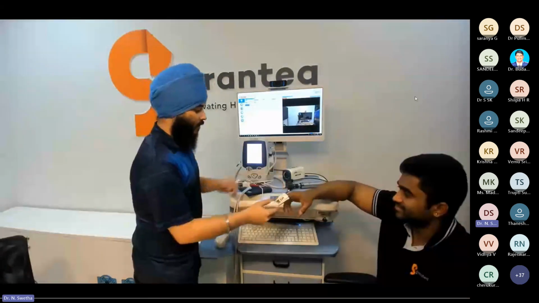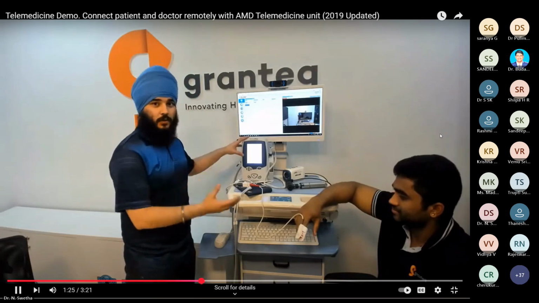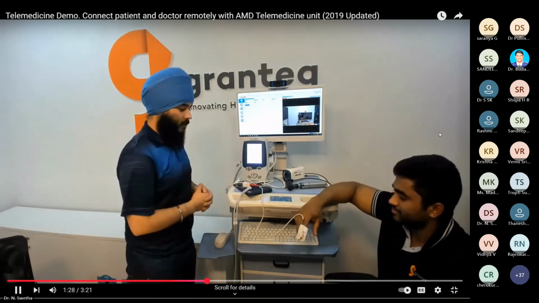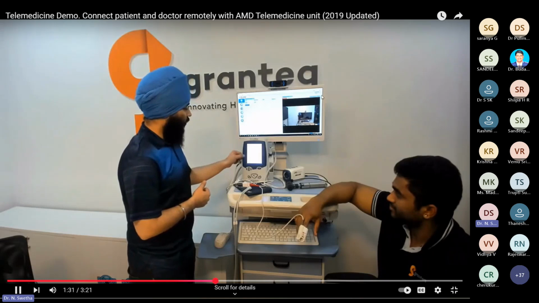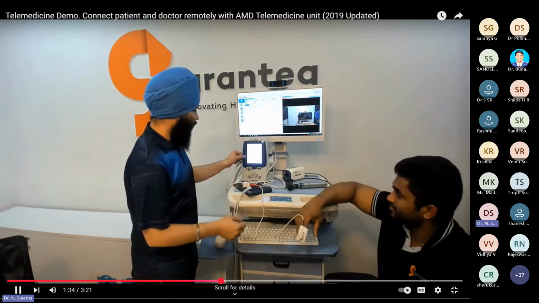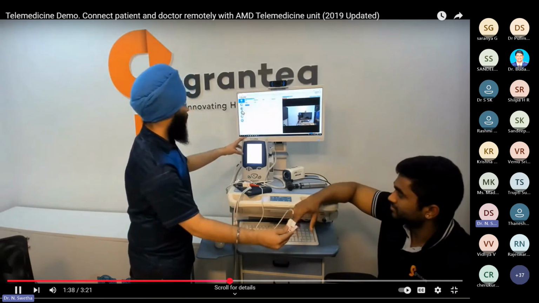So you can see, first thing is he's taking the vitals, and they have their own software which is being shown here. And those vitals were transmitted to the doctor.